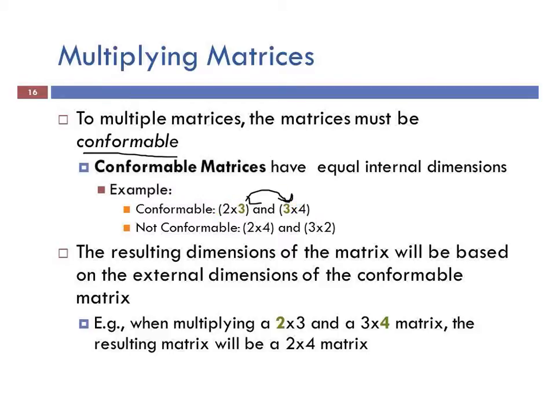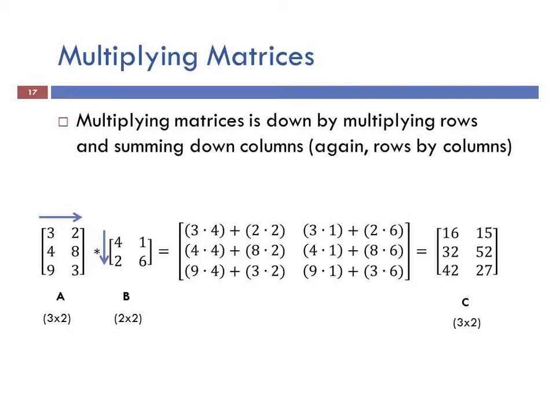The resulting dimensions will be based on the external dimensions of the conformable matrices. So when you multiply a 2 by 3 and a 3 by 4, we're going to use these external dimensions, 2 and 4, and the resulting matrix is going to be a 2 by 4 matrix. And let's see what that looks like. When you multiply matrices, it's done by multiplying rows and summing down columns. That's a little bit confusing, but if you take each of these steps, hopefully you'll be able to follow.